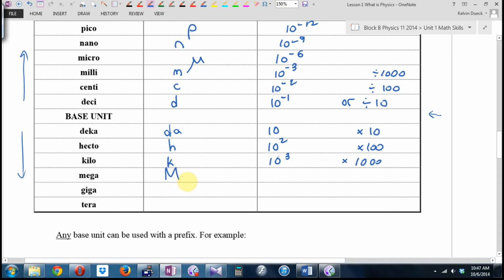Mega, capital M, and that's 10 to the 6th, yes? Or times by 1,000,000, but you know what? Now we've got so many zeros, I'm just going to stick with the exponential notation. Giga, 10 to the 9th.